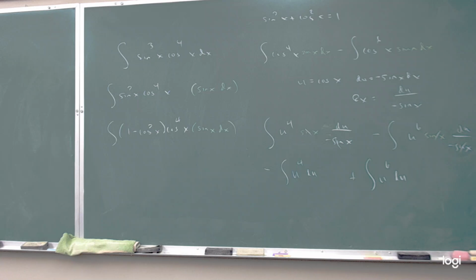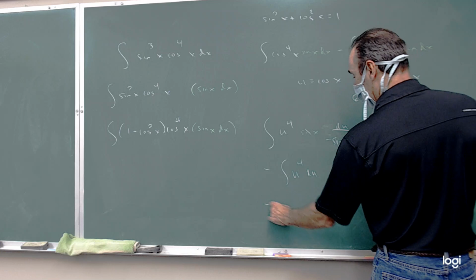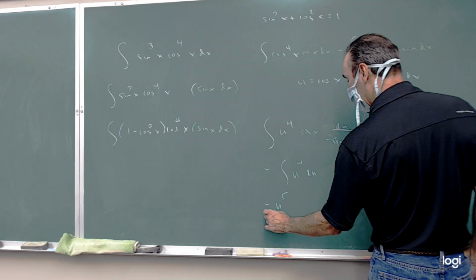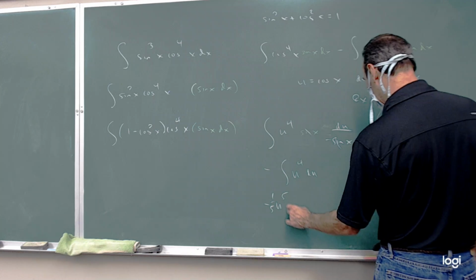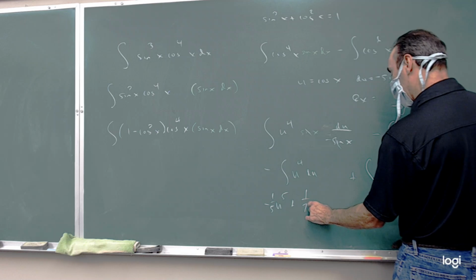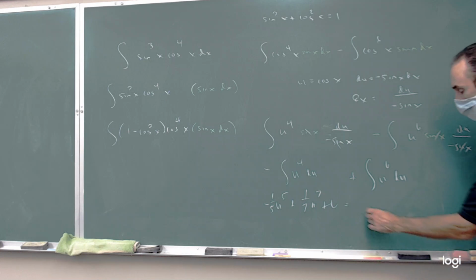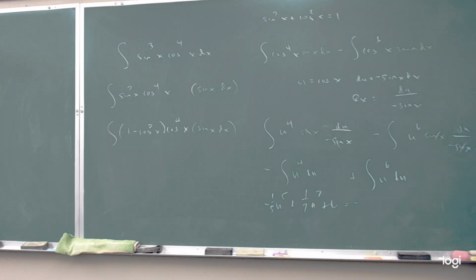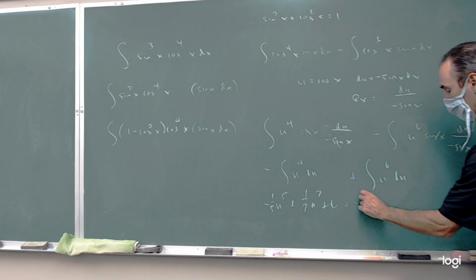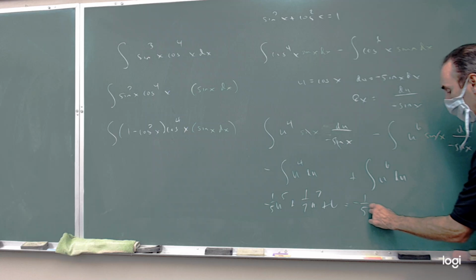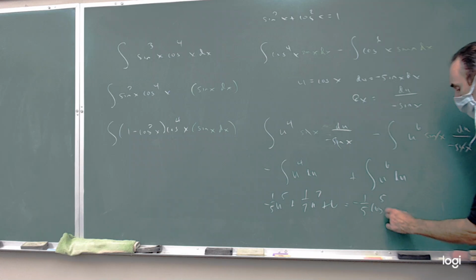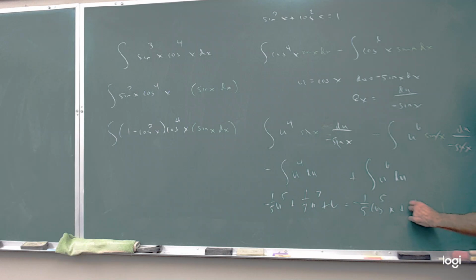And then we can do this integral, so that's going to be a negative 1/5 u to the 5th, and now plus 1/7 u to the 7th. Then we'll go back to our u's, which in this case were cosines. So a negative 1/5 cosine to the 5th of x plus 1/7 cosine to the 7th of x plus c.